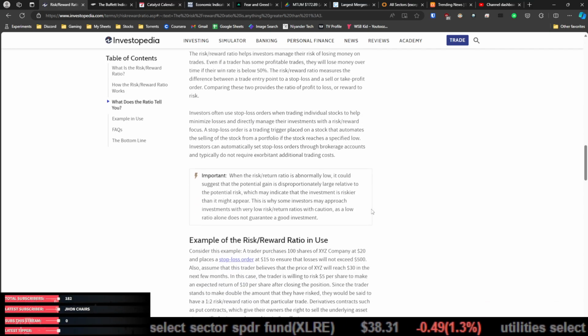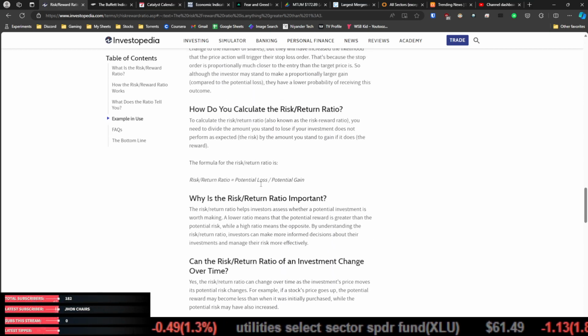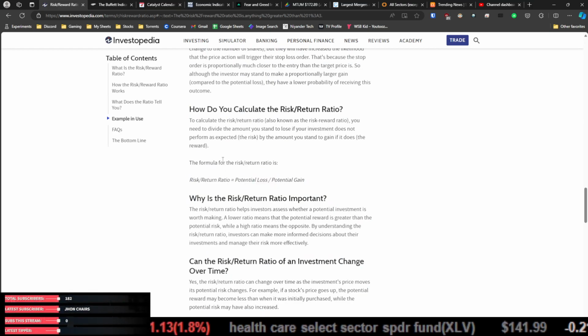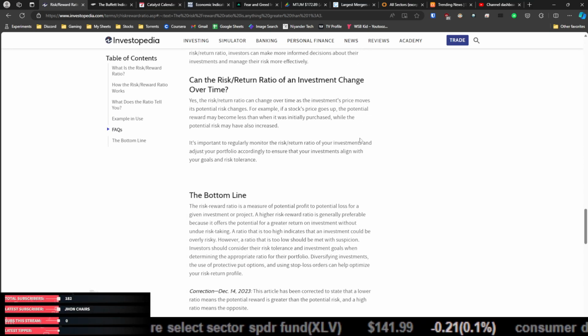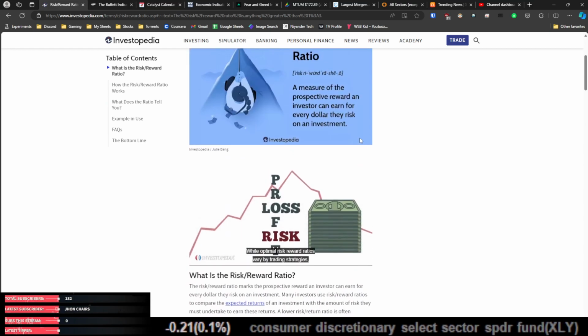So yeah, that's pretty much it. Risk return ratio is potential loss divided by potential gain. So there's the formula for it. But yeah, risk ratio, definitely keep it in mind.